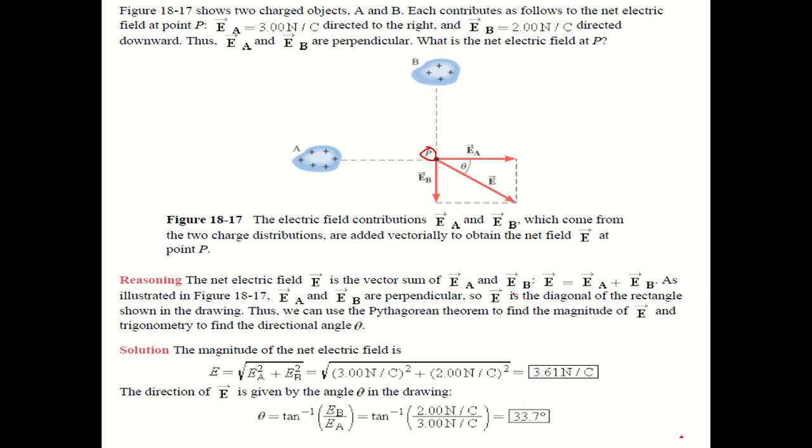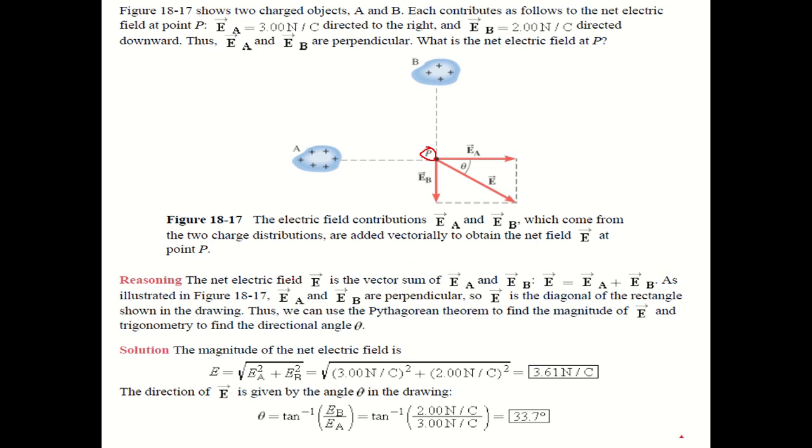Thus, the electric field of object A and the electric field of object B are perpendicular, meaning they are separated by 90 degrees. So what is the net electric field at P?